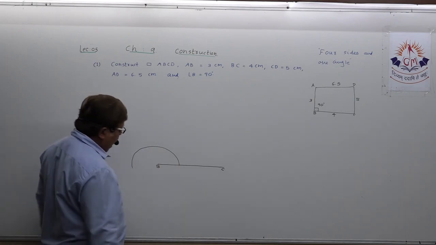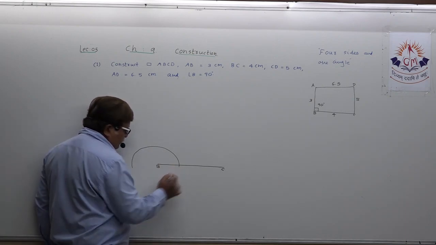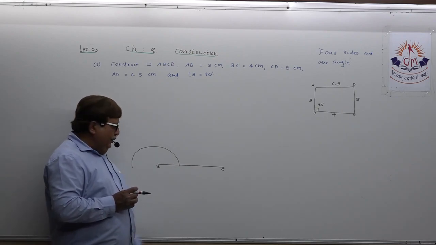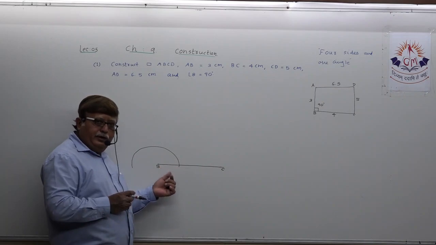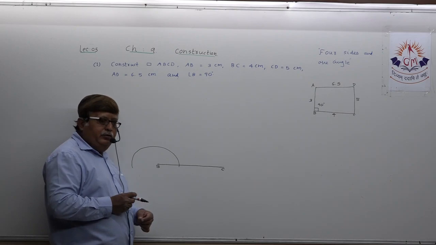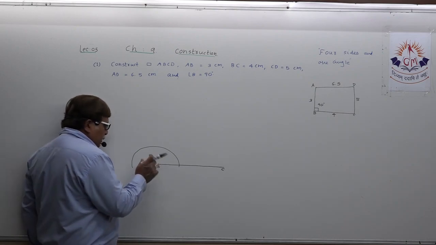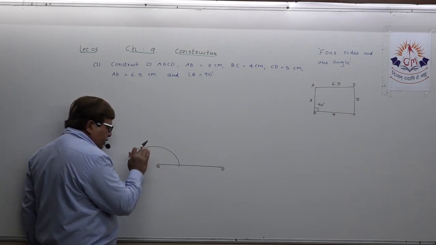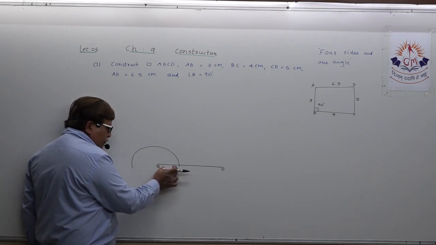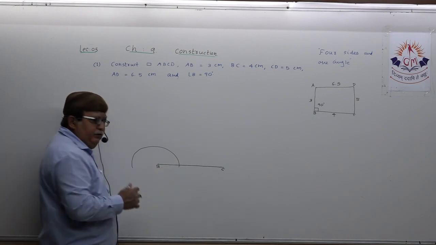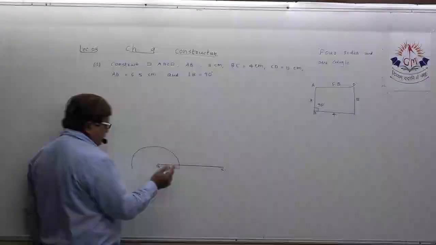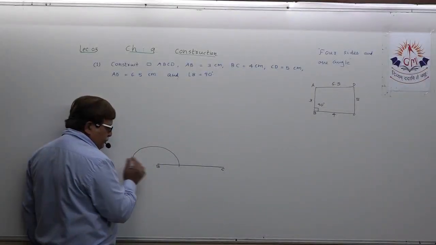Taking some appropriate radius, draw an arc. Radius needs to be taken appropriate. Appropriate means suit to the construction, you know. Okay. Now for the entire construction of angle, do not change the radius which you have taken initially. Okay. So this is done.